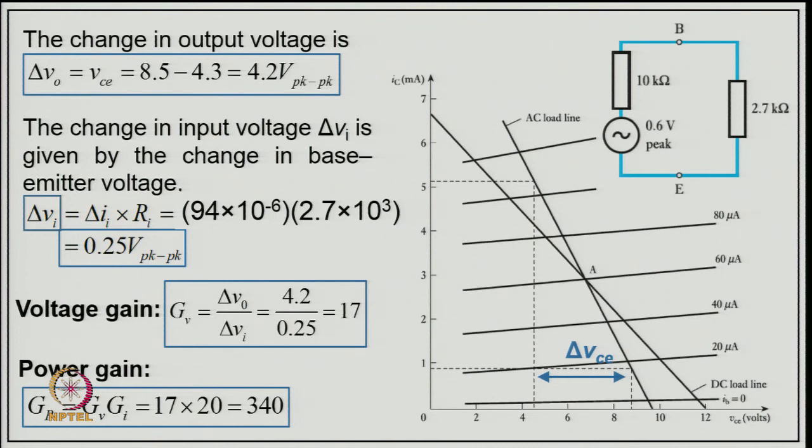And now the change in the output voltage will be delta V equal to delta VC, 8.5 minus 4.3, which becomes 4.2 volt peak to peak, and thus the change in the input voltage is given by the change in the bias emitter current.